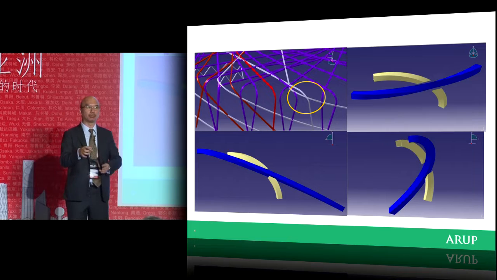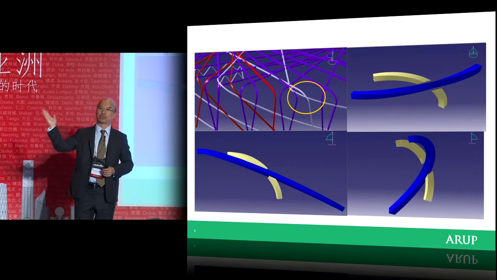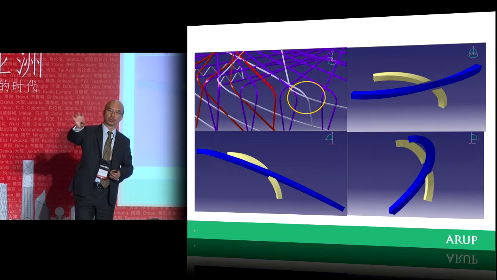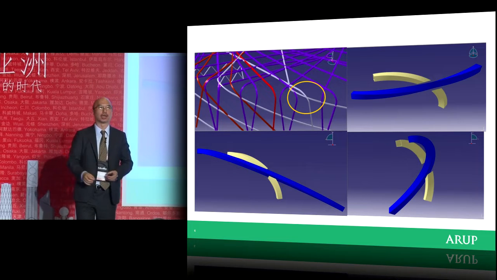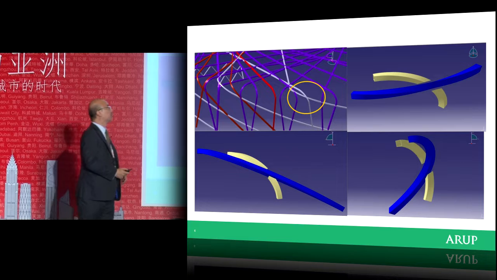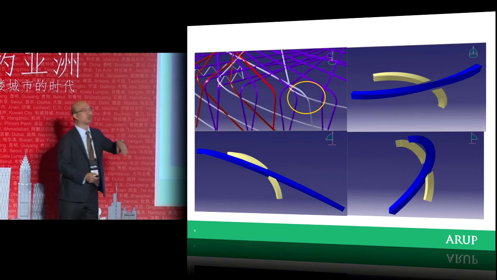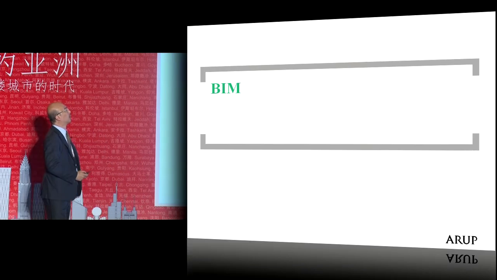But at the same time, we use this outer surface line and then offset it to become the structural center line to create our structural model. Well, it looks a little bit complicated, but this is what we do.